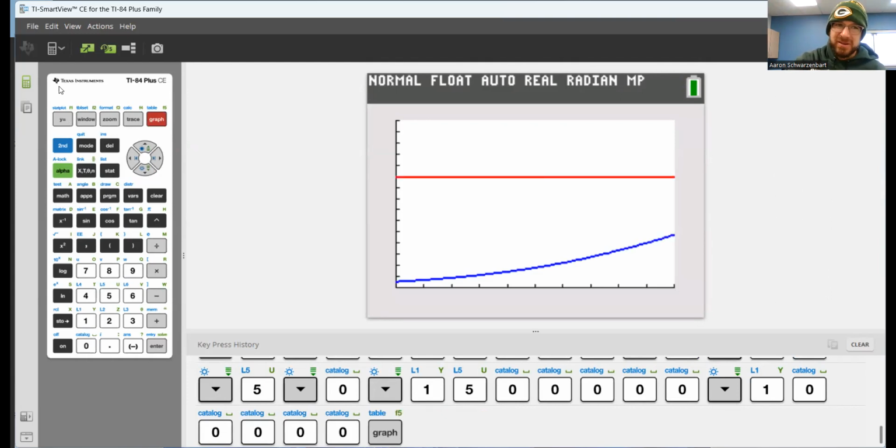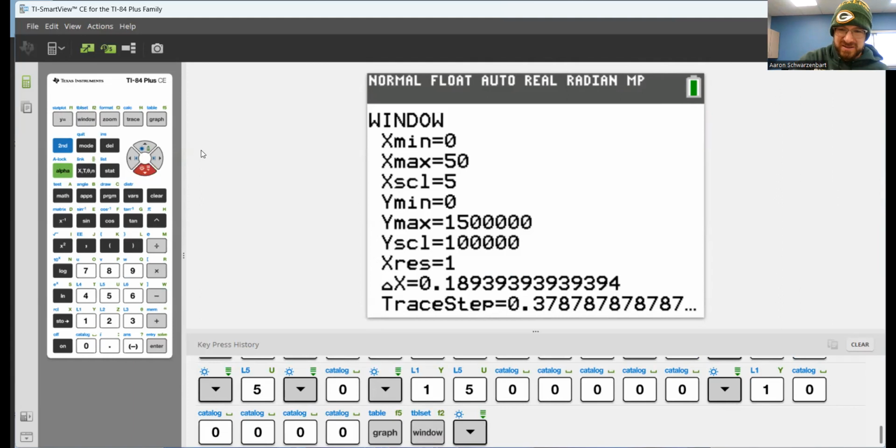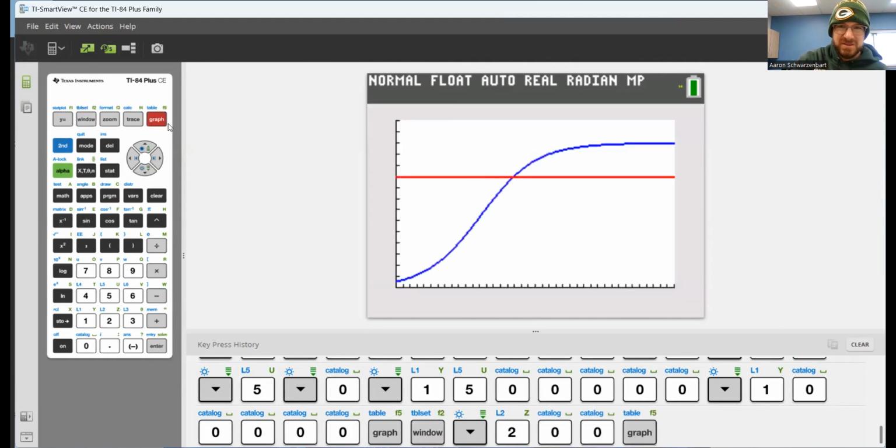I didn't go far enough. I guess I'm going to have to change my window. These do not intersect yet. Let's make this 200. Should grow a lot more in the next couple hundred years. Okay, now I've got an intersection.